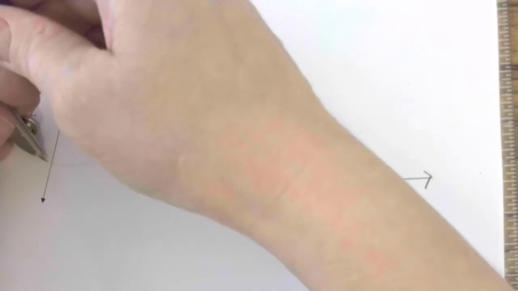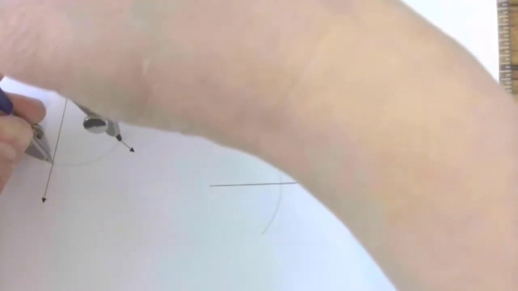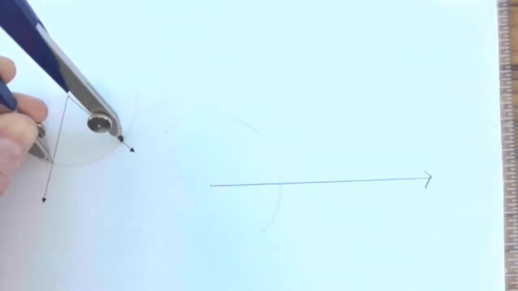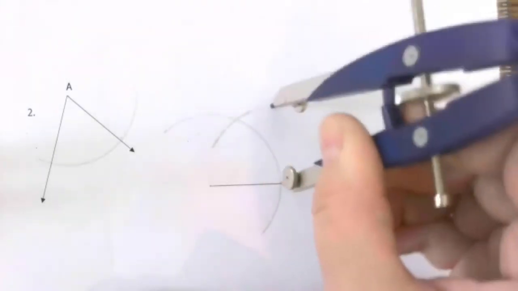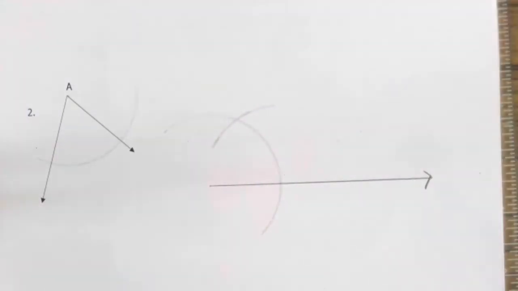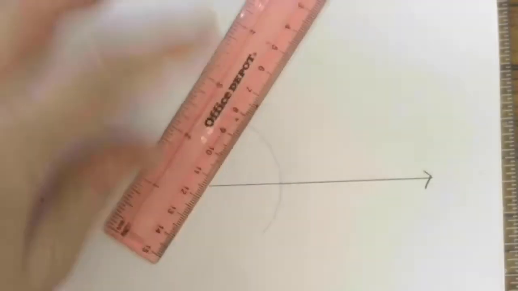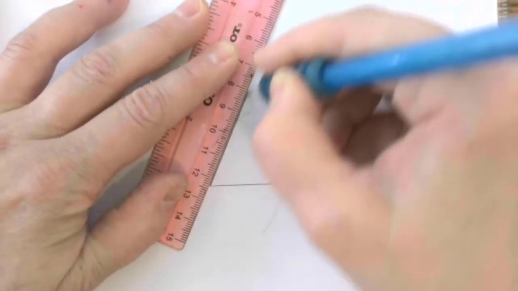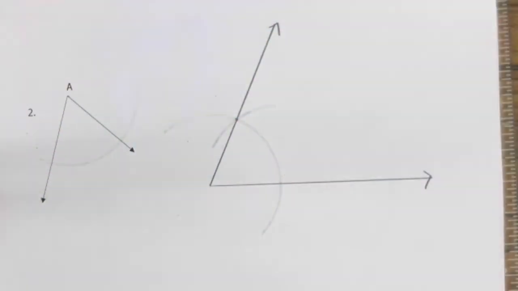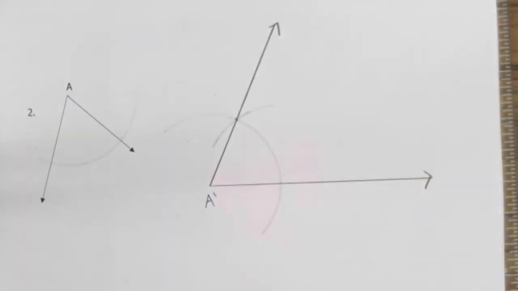Now I want to see the distance between where the measuring arc touches one side and the other. So get that on your compass. Then lift, put your stylus on the intersection, and mark off how far across that is. Use your straight edge, draw a line from your endpoint through your arcs. And this is A prime.